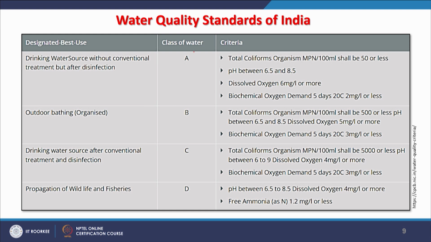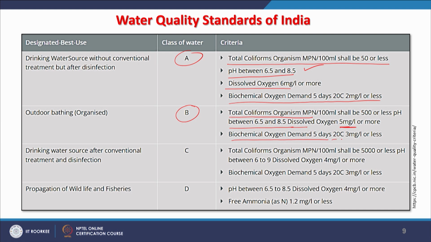Now, water quality standards in India. For drinking water, which we call class A, we have different parameters and their ranges: pH should be between 6.5 and 8.5, dissolved oxygen 6 milligram per liter or more, and biochemical oxygen demand, on a 5-day basis at 20 C, 2 milligram per liter or less. Now, for outdoor bathing, like in holy rivers where people go, what standards are there as per Indian standards? Again pH should be between 6.5 and 8.5, almost the same as drinking water, and there are changes in oxygen level and biochemical oxygen demand also.